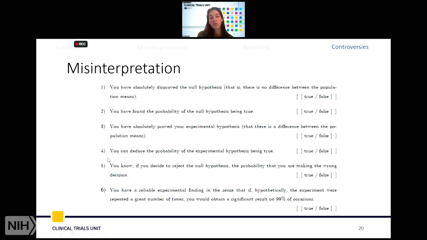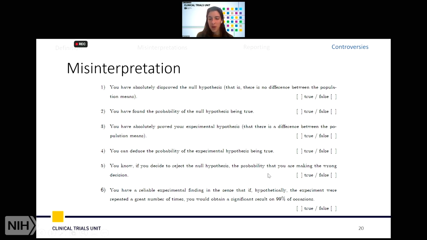The fourth is you can deduce the probability of the experimental hypothesis being true. The fifth is, if you decide to reject the null hypothesis, the probability that you are making the wrong decision. And finally, you have a reliable experimental finding in the sense that if, hypothetically, the experiment were repeated a great number of times, you would obtain a significant result on 99% of occasions.